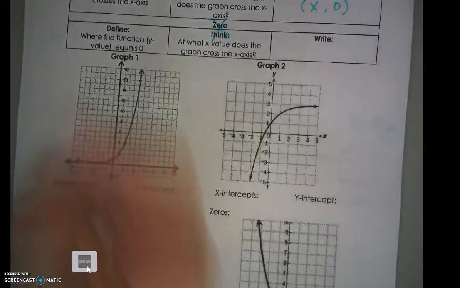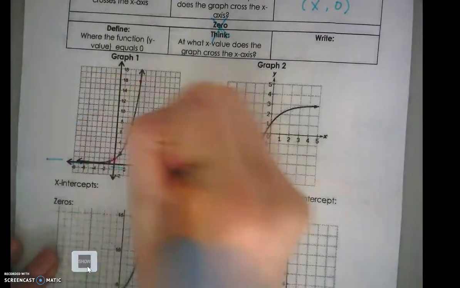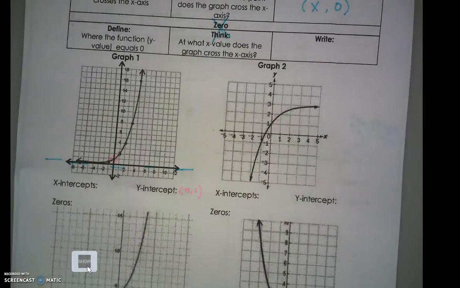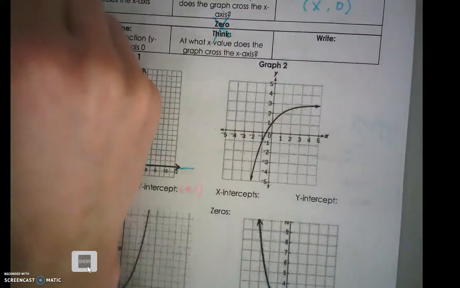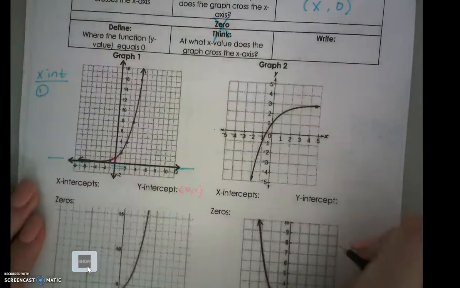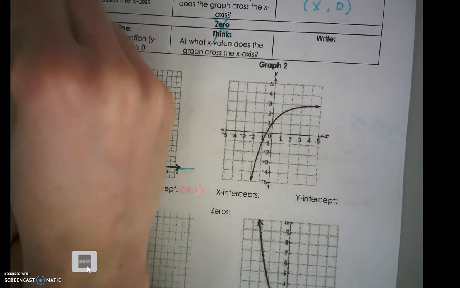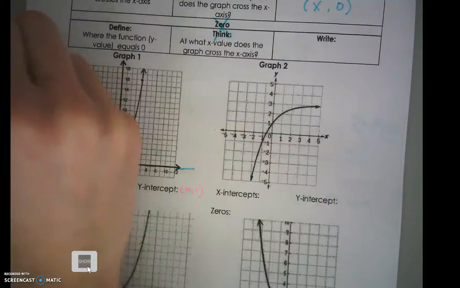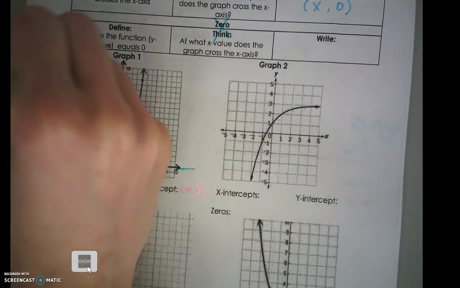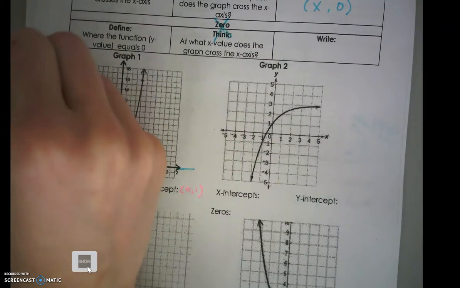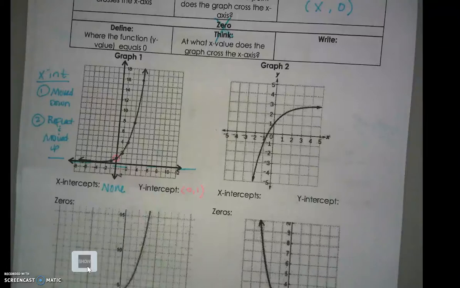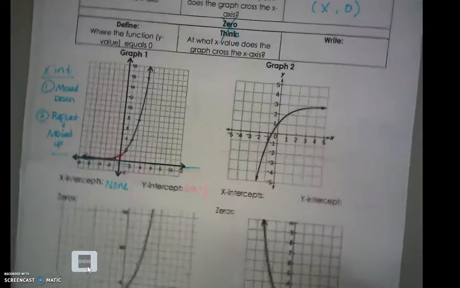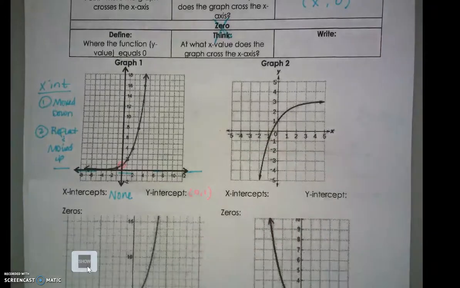X-intercepts. Well, notice this, my asymptote is the x-axis. So can my graph ever cross it? No. So x-intercepts are going to occur on one occasion. If my graph is moved down, or I have a reflection and it's moved up. Okay, so right now there is none. It will never cross that x-axis because of my asymptote.